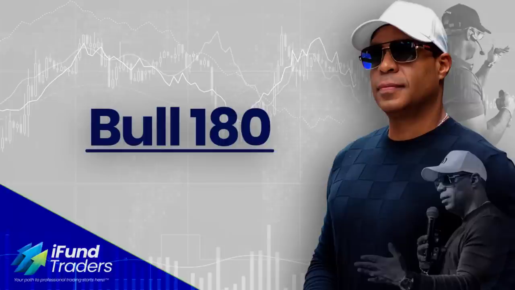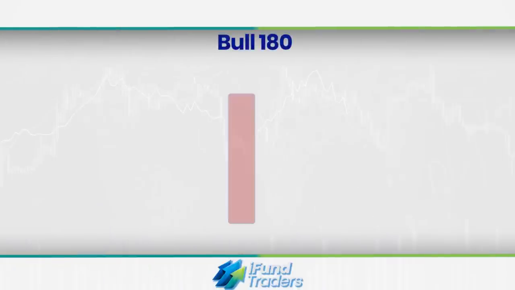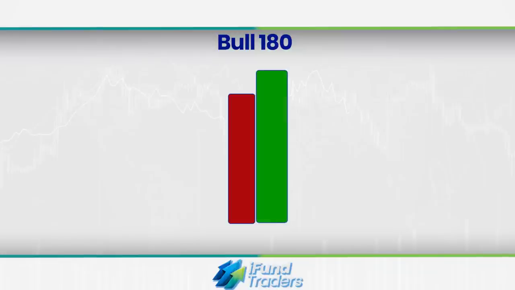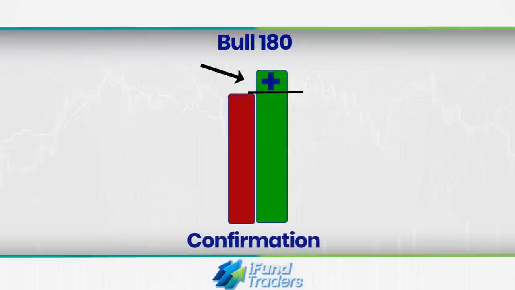Let's go to the third item, which is your bull 180. The bull 180, the confirmation entry is boom, right there. So the portion of the green above the red is considered the plus portion of your green elephant, right? So you're buying above the red. That's confirmation entry. Anytime you're buying above something, above the previous bar's high, you're using confirmation entry.